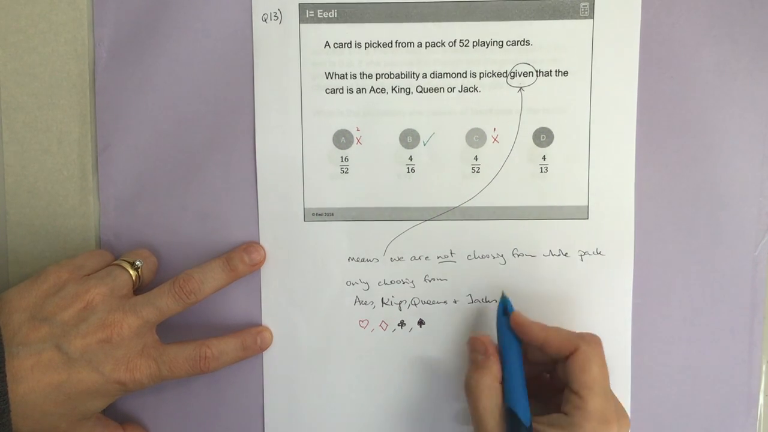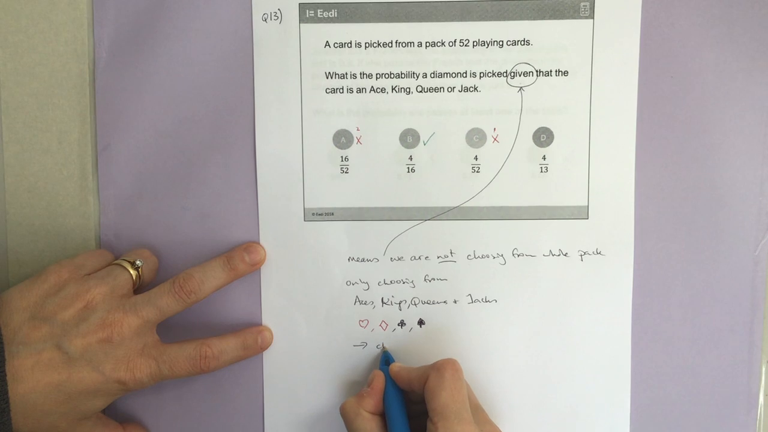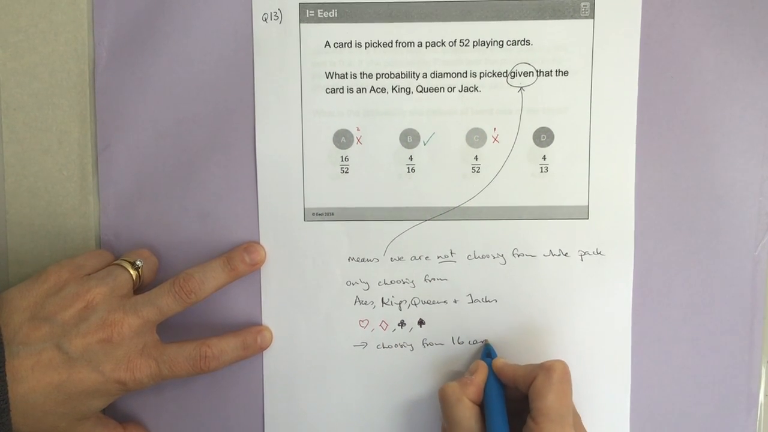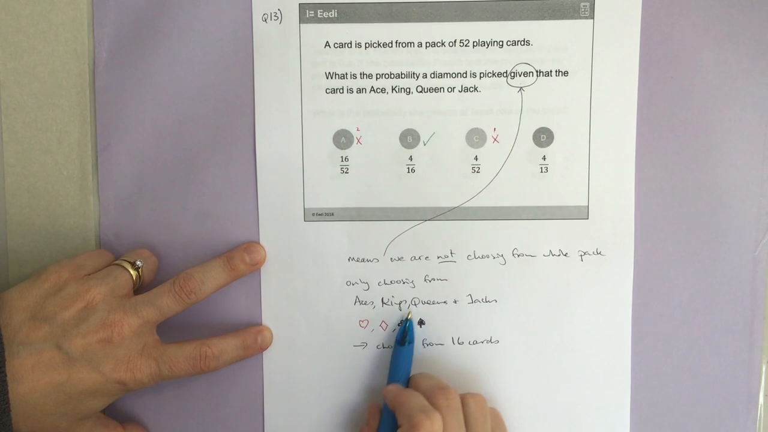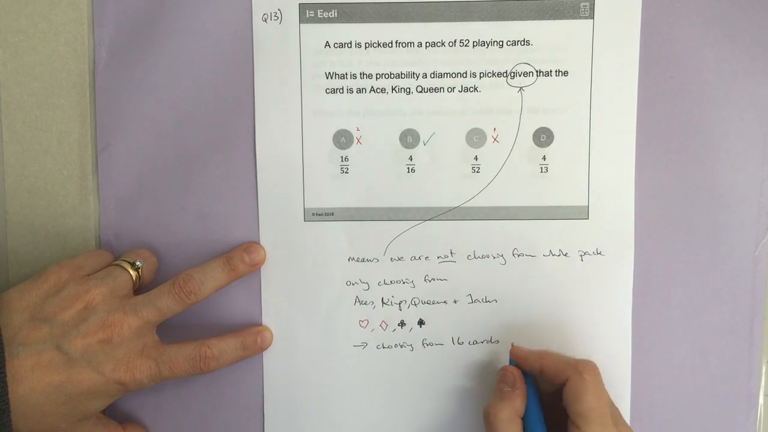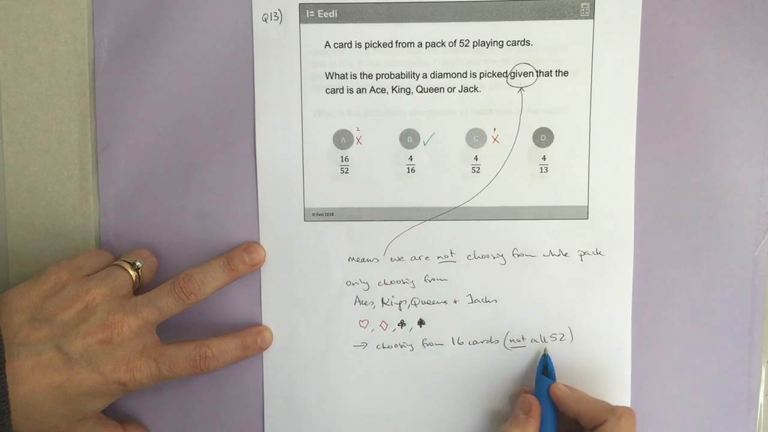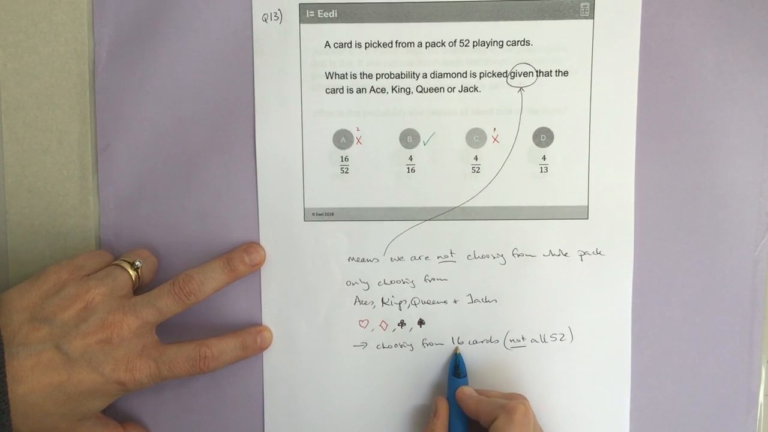So what does that mean? That means I'm choosing from 16 cards. So the 4 aces, 4 kings, 4 queens, 4 jacks, 16 cards, and not all 52 cards. That's really important. So the denominator of my probability is definitely going to be 16. Okay, definitely going to be 16.